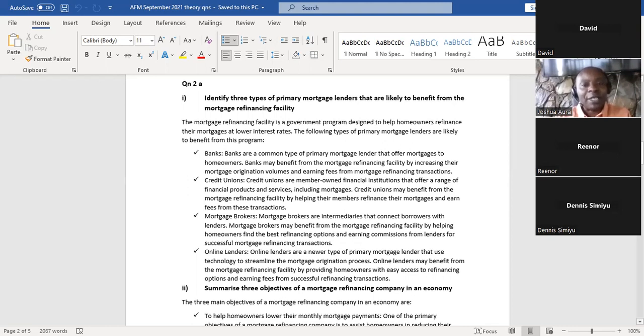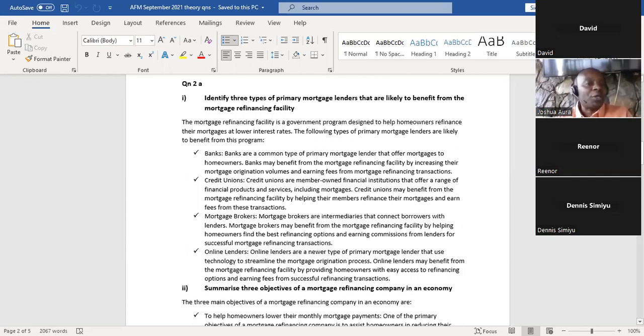Banks may benefit from the mortgage refinancing volumes, right? We had given this guy money to buy a house, but now the refinancing company is buying this loan so that I can keep on issuing new loans. Every loan, for example, on my house that I took a mortgage over, I paid mortgage processing fees. The bigger the volume of new mortgages you come up with as a bank, the more you benefit. So banks may benefit from the fees from mortgage refinancing transactions.